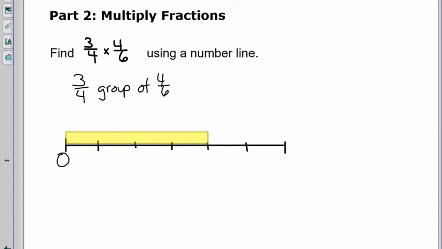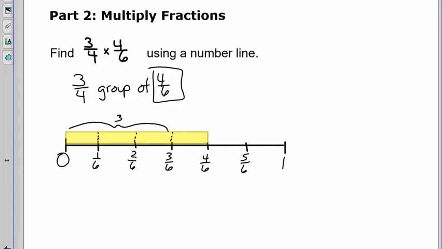and I broke it up into sixths. And on my number line, I put a bar that shows what I'm taking part of. I'm taking part of 4/6 there. Well, if I look at this, the 4/6 piece happens to be broken into 4 equal parts, or fourths. So this is right here, 3/4 of the 4/6.